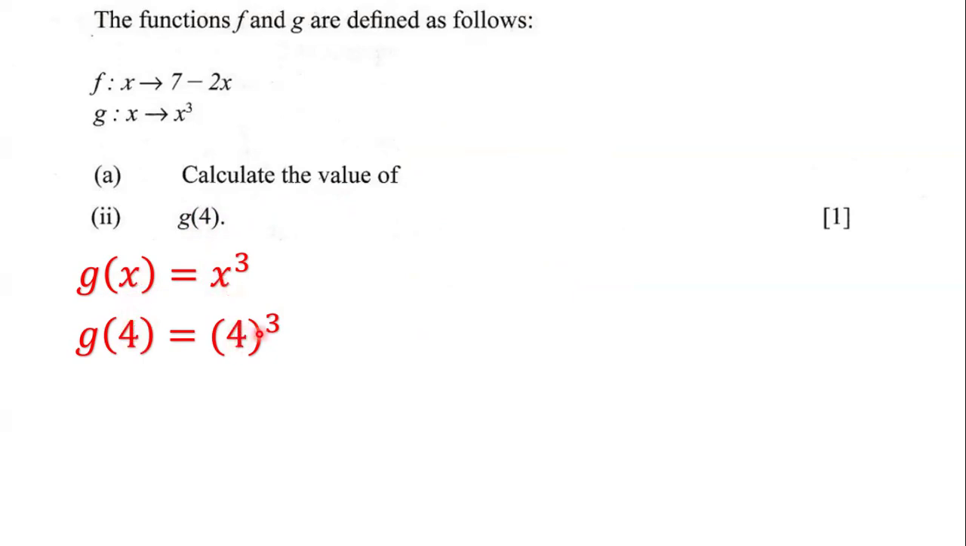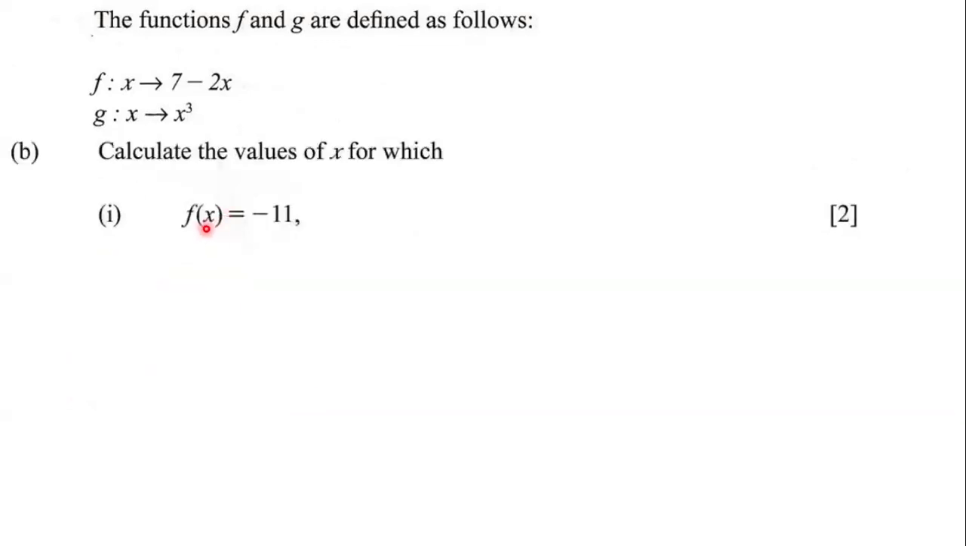Now what is 4 cubed? Well, 4 cubed is 4 times 4 times 4. And 4 times 4 times 4 is 64. So 4 cubed is equal to 64. So g of 4 is equal to 64.